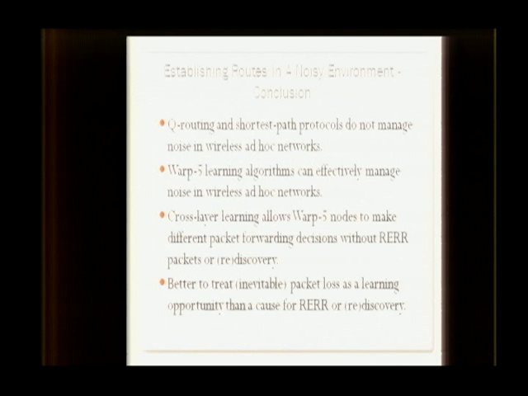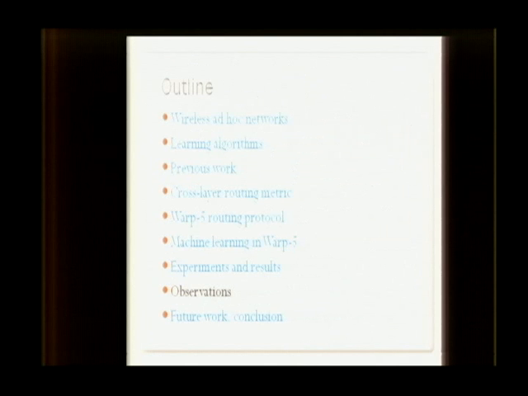All right, so Q routing and shortest path protocols don't manage noise. The Warp 5 learning algorithms do manage noise successfully. Cross-layer learning allows Warp 5 to make different packet forwarding decisions without error packets or rediscovery. So this shows that it's better to treat inevitable packet loss as a learning opportunity rather than a cause for error or rediscovery. Since packet loss is inevitable, let's learn from it. Get the lesson from this. Some observations.